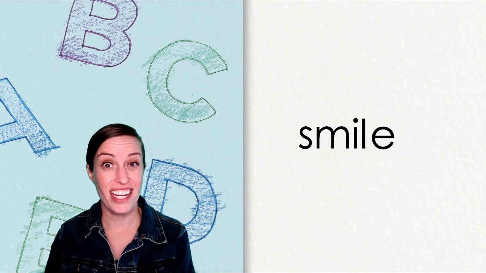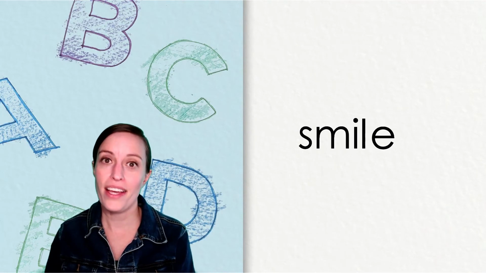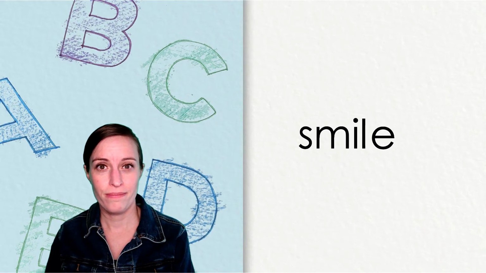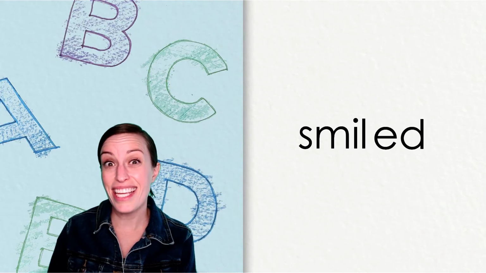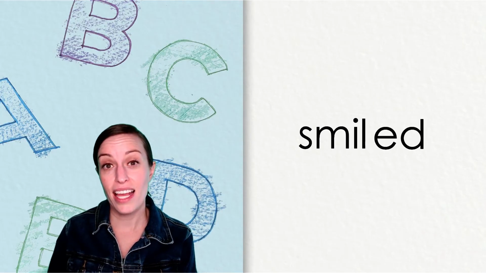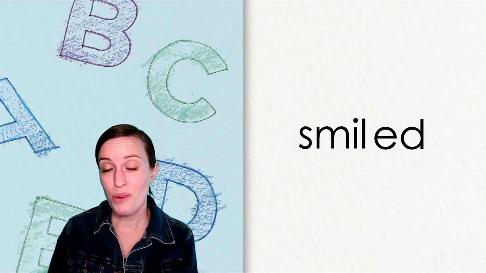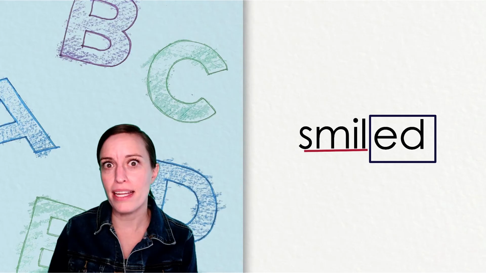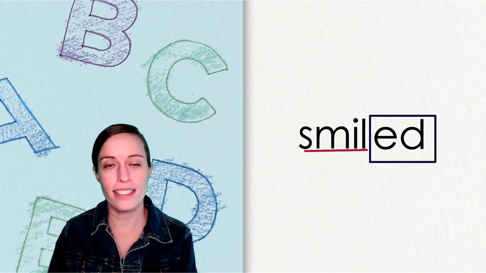Now, what if I want to change this base word to tell that someone used to smile, or that they were smiling in the past? What suffix will I add? I'll take the word smile and I will add the suffix ed. Now the word is smiled. Say that, smiled. You can see that the base word changed again. The silent E became invisible. It's still making the I in smile say its name. The suffix ed took the place of the silent E.